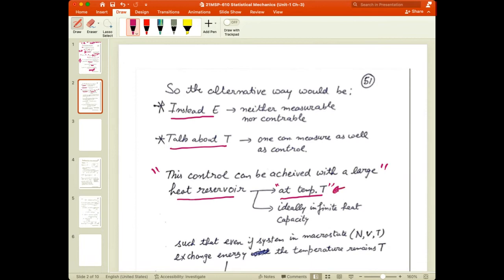And the heat bath has a fixed temperature T, so this T is not going to change over time, right? What we can do is keep our system in this heat reservoir or heat bath, and because the capacity of this heat bath is so large, even if my system is exchanging energy with the heat reservoir, the temperature of the system as well as the heat reservoir is not going to change. So this way we can control this temperature T of my system, right?